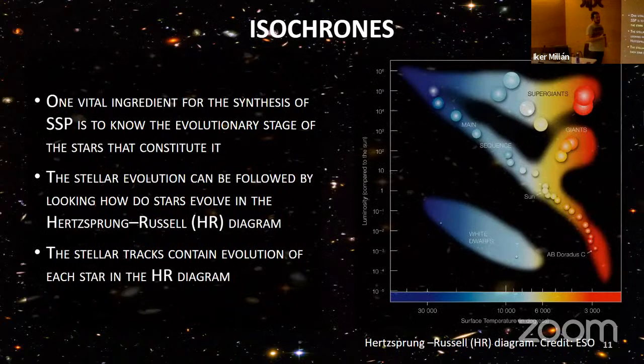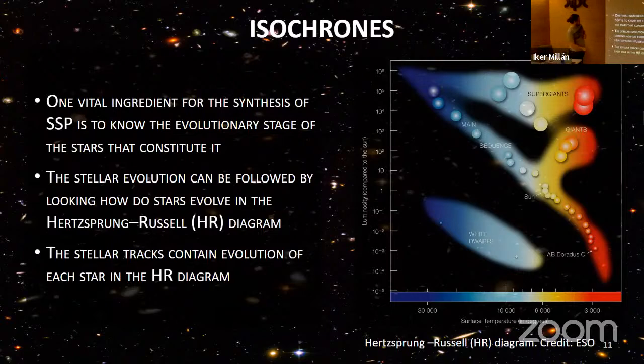So the first ingredient is the isochrons. It's important to know in which evolutionary step each star is. You can see here the Hertzsprung-Russell diagram, where you can see the main sequence. Depending on the mass, they will end as supergiants, or if they have lower mass, they will be giants, and they will have a post-AGB planetary nebulae phase until they end up as a white dwarf. The isochron just traces all the stellar tracks that each individual star of the stellar population has, and we just follow them.